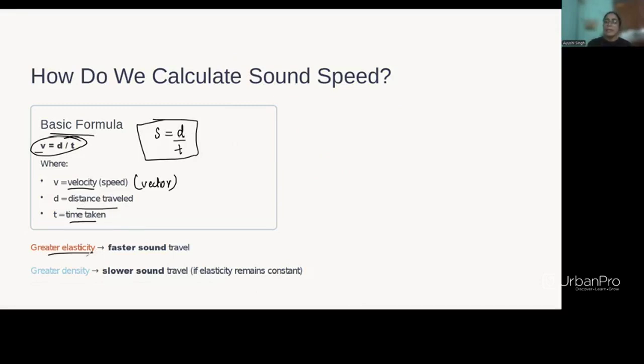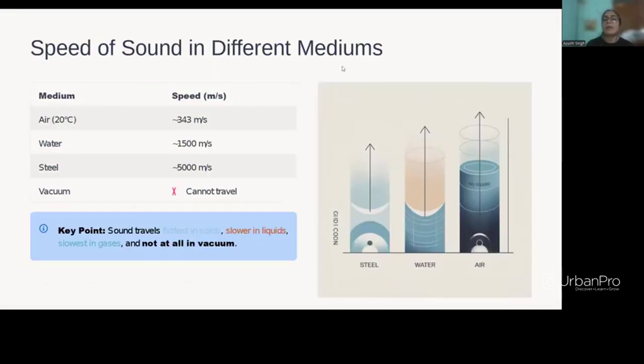Okay, now the greater elasticity means the sound will be faster. And like I told you, greater density means the sound will travel slower, if elasticity remains constant. Okay, if you are not changing the elasticity. Now, speed of sound in different mediums.